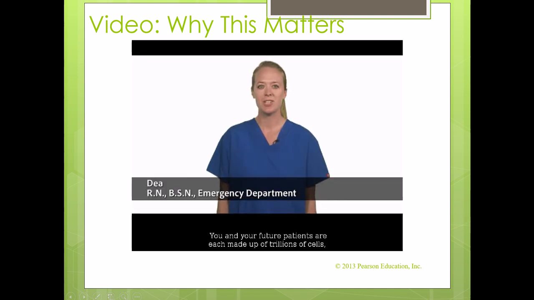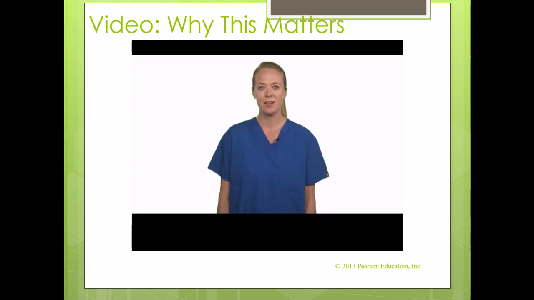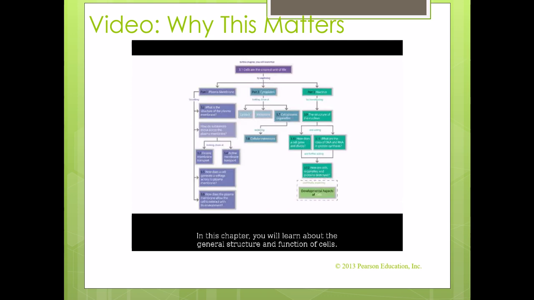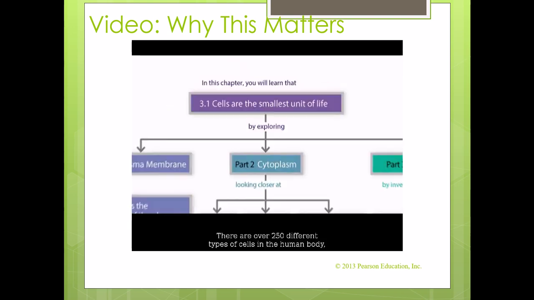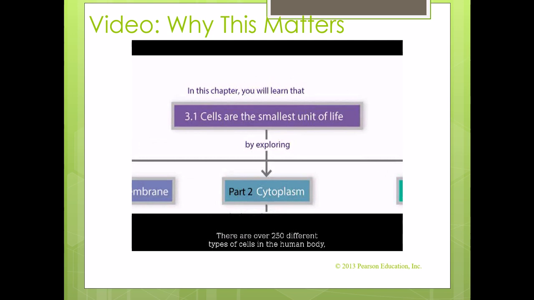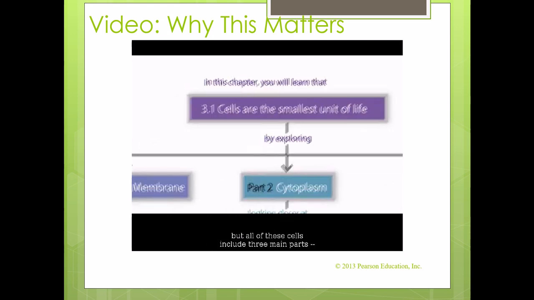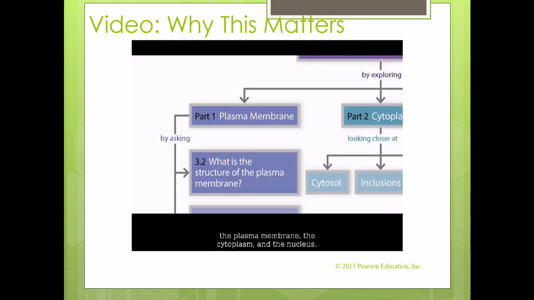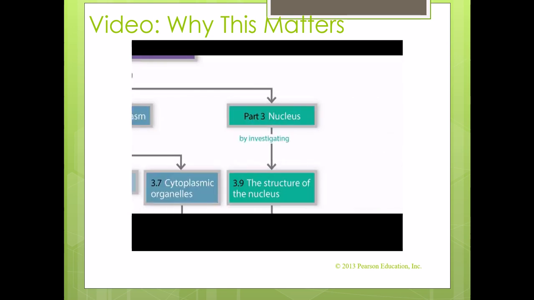You and your future patients are each made up of trillions of cells, so it's crucial to understand what cells are and how they work. In this chapter, you will learn about the general structure and function of cells. There are over 250 different types of cells in the human body, but all of these cells include 3 main parts: the plasma membrane, the cytoplasm, and the nucleus.